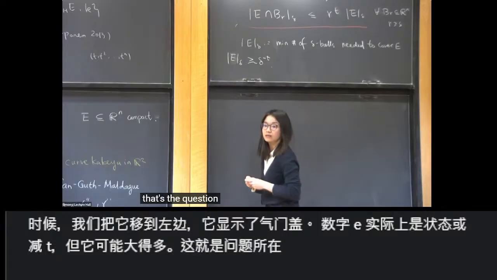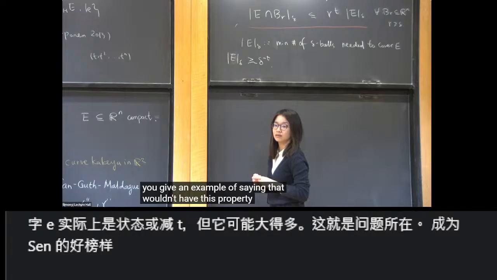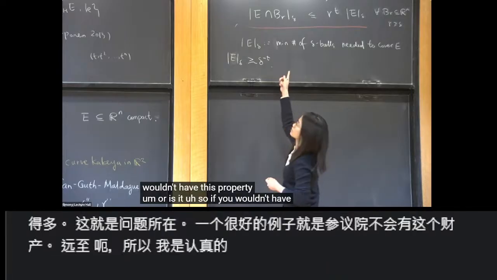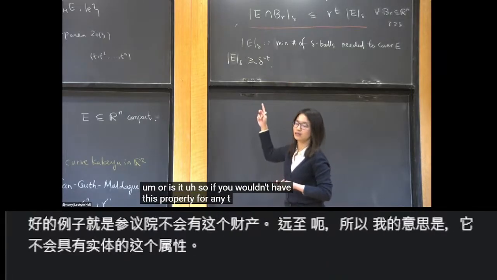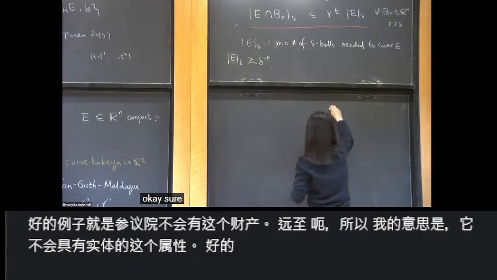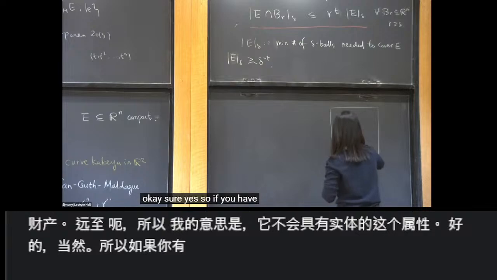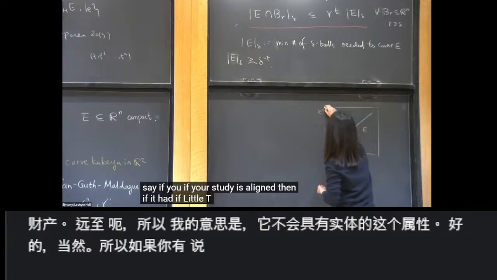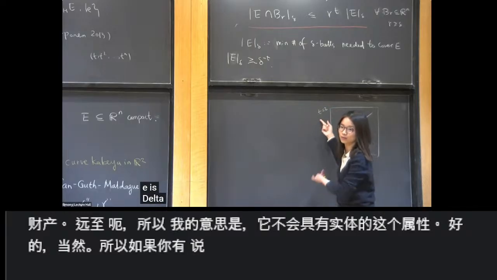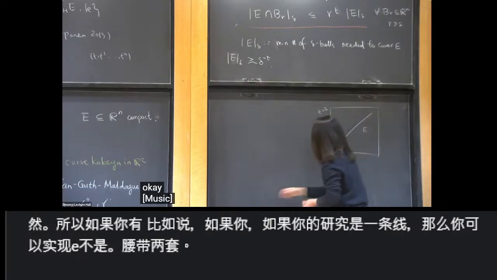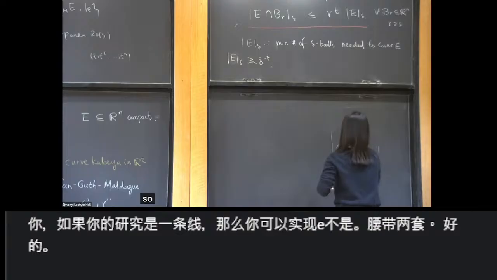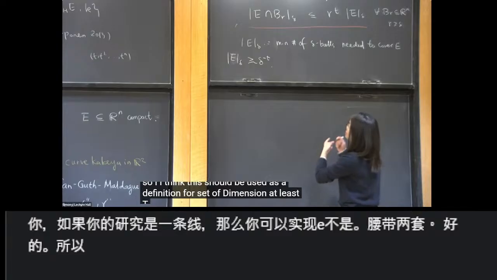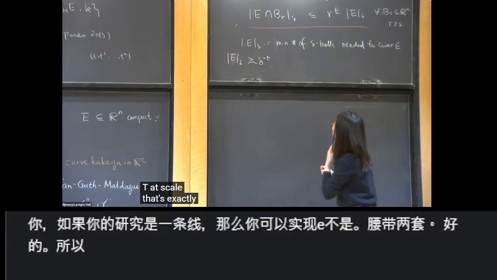I have a question. Can you give an example of something that wouldn't have this property? Do you mean wouldn't have this property for any T? Or maybe for a fixed T? Okay, sure. If your set E is a line, and you take T equals 2, then E is not a delta-2 set. Oh, okay. That's a good question. So I think this should be used as a definition for a set of dimension at least T at scale delta, not exactly T. Okay.